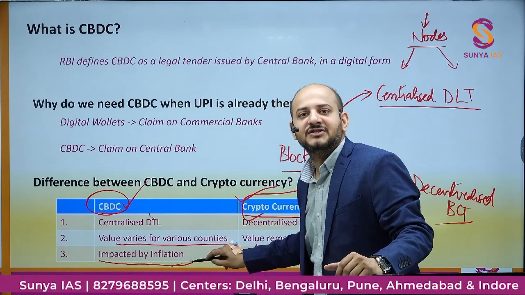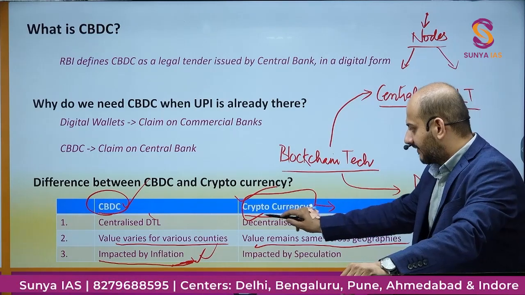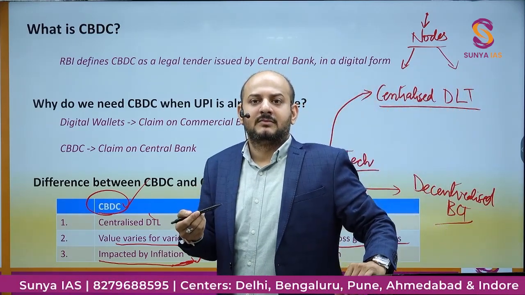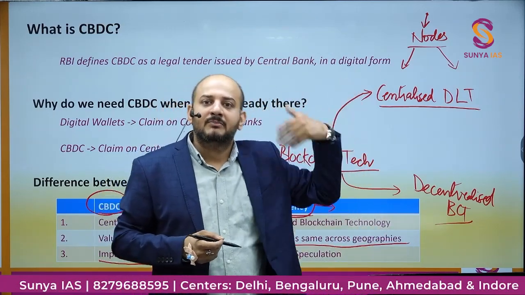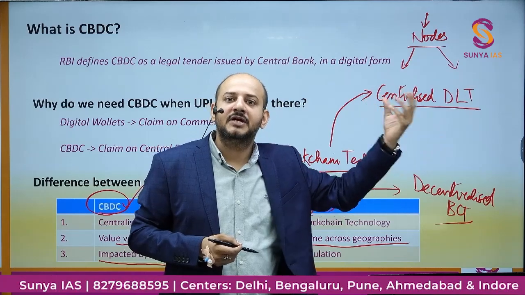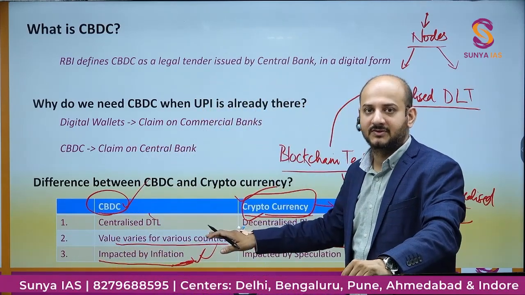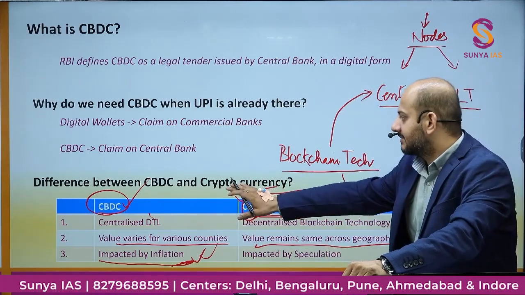impacted by inflation. There is no impact of inflation on cryptocurrencies, but it is based on the perceived value. It is based on speculation. Abhi Bitcoin ka price badh raha hai, value badh gayi, speculate ho gaya. Here speculation is not there. There is a fixed price to it. The value is fixed. Got the difference between CBDC and cryptocurrency?